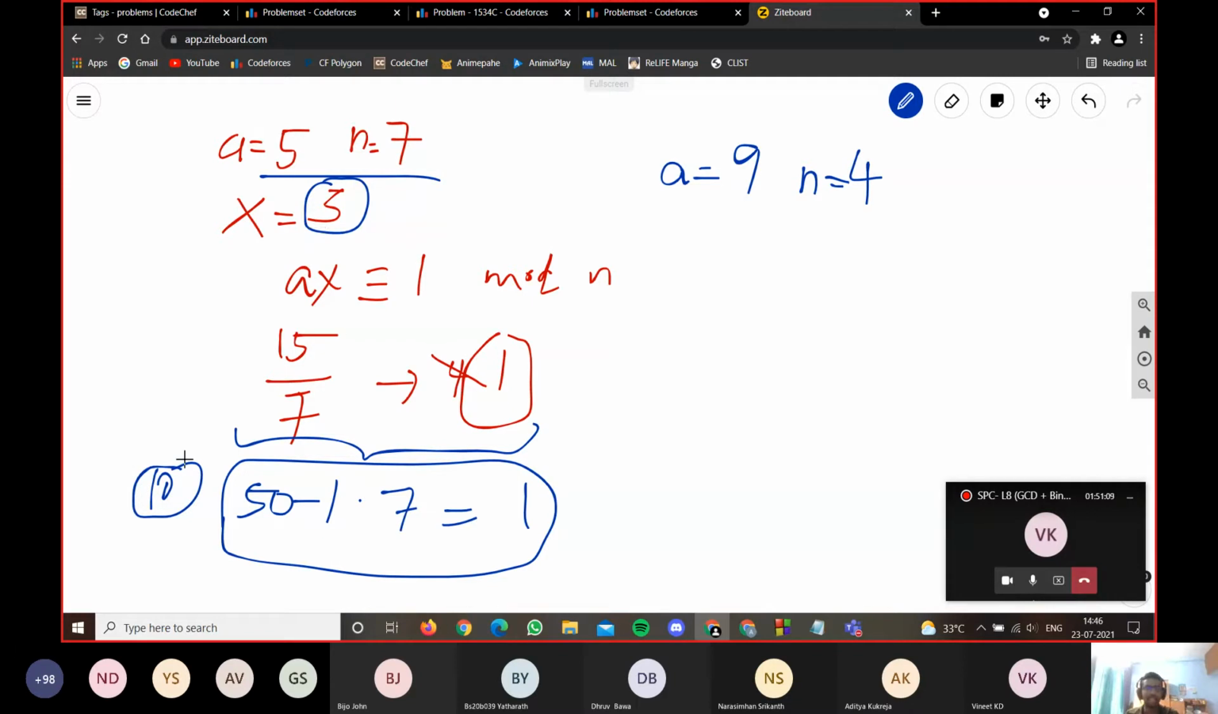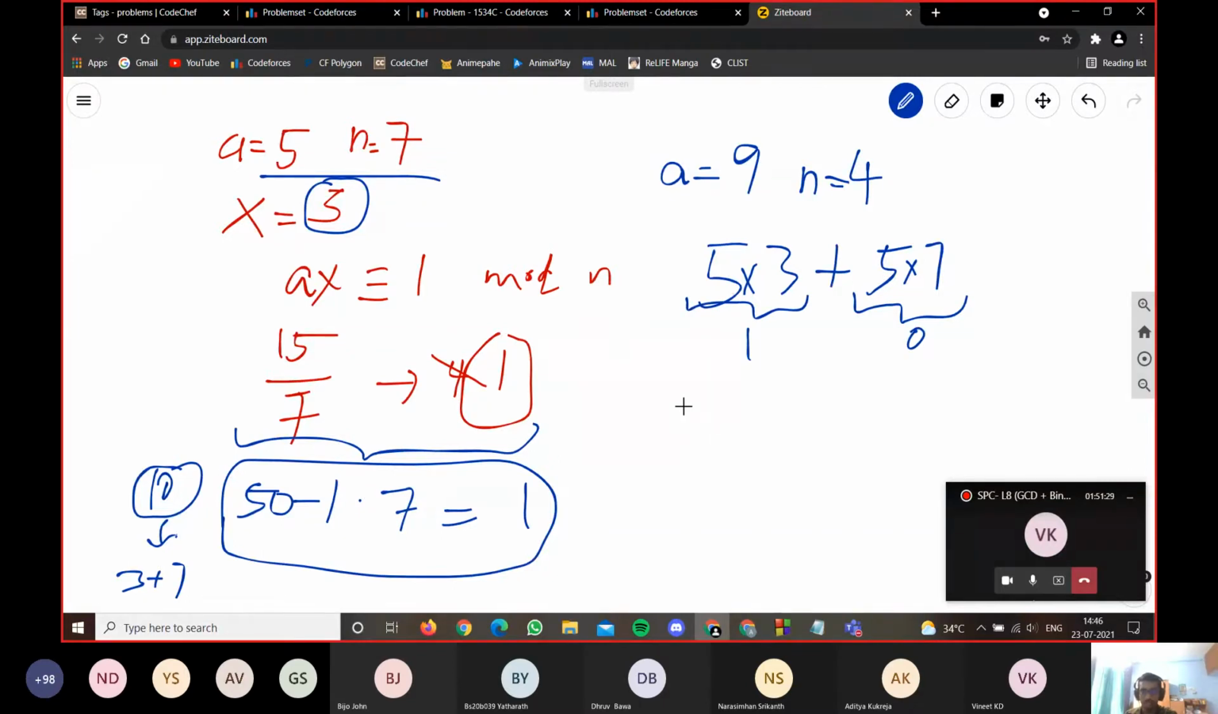Now what is common to 10 and 3? 10 is basically 3 plus 7. So 5 times 3 worked. To 5 times 3, what did we do? We added 5 times 7, and 5 times 7 is not going to give any remainder when divided by 7. So whatever 5 times 3 gives as a remainder is all that remains: 1 plus 0. Which means the modulo inverse of 5 with respect to 7 can be of the form 3 plus 7n. Because 5 times 3 gives a remainder of 1, but 5 times 7n gives a remainder of 0. So the modulo inverse of a number is not unique.